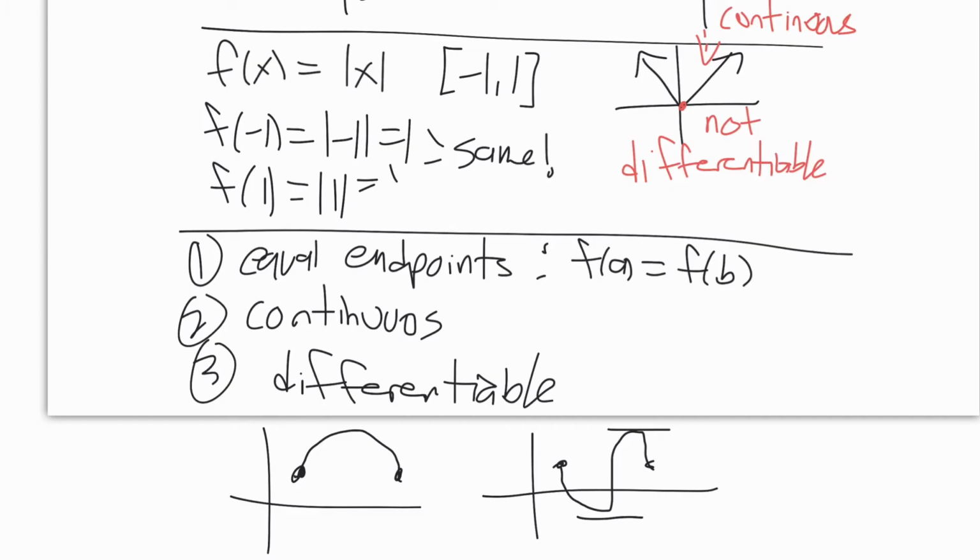And this is indeed a theorem, which we're going to look at in the next video. If you have equal endpoints, if you have a continuous function, and if it is differentiable, then it guarantees that there will be some point along the way where the derivative is 0.